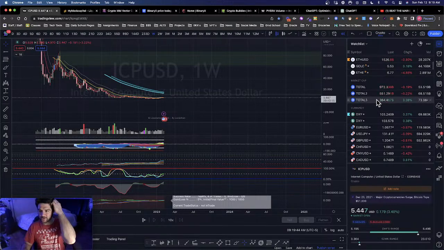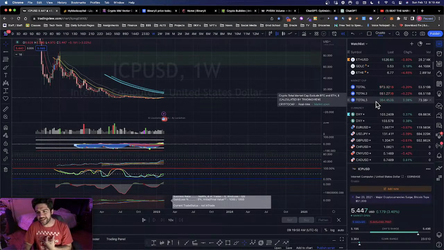Here's a good question. When you see total down and total 2 down, but you see total 3 up, what goes through your head? To me, that's them pumping some S coins, right? To get money. They're going to take profits into that and put it into something safe, either a stable coin or Bitcoin. That's what I see when I see total 3 up.